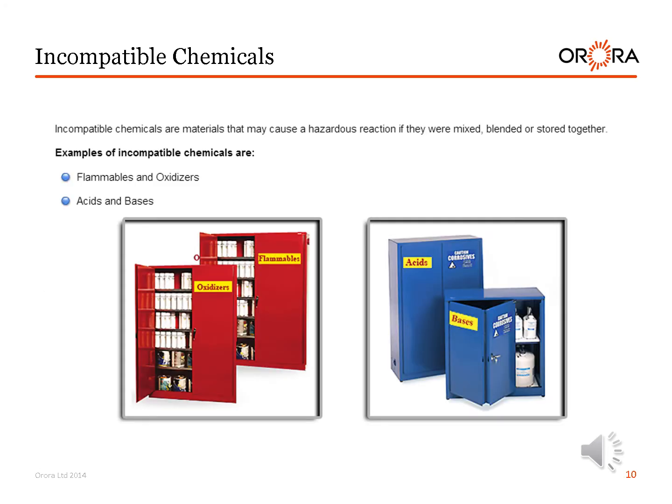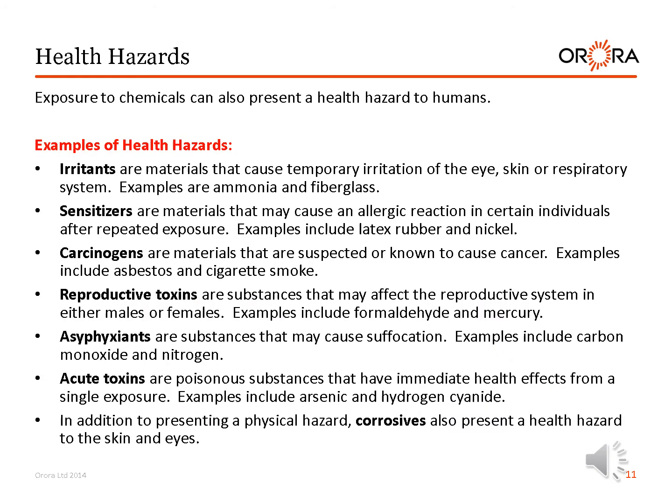Incompatible chemicals. Incompatible chemicals are materials that may cause a hazardous reaction if they are mixed, blended, or stored together. Examples of incompatible chemicals are flammables and oxidizers, acids and bases. Health hazards. Exposure to chemicals can also present a health hazard to humans.